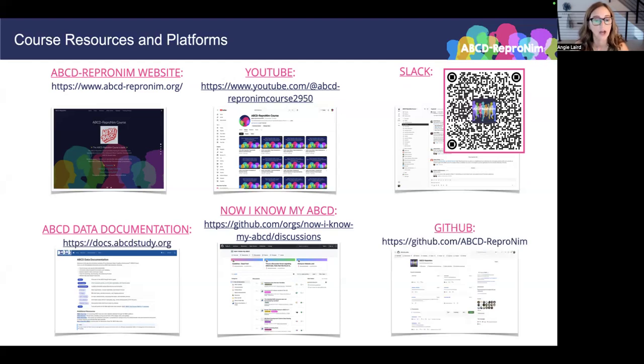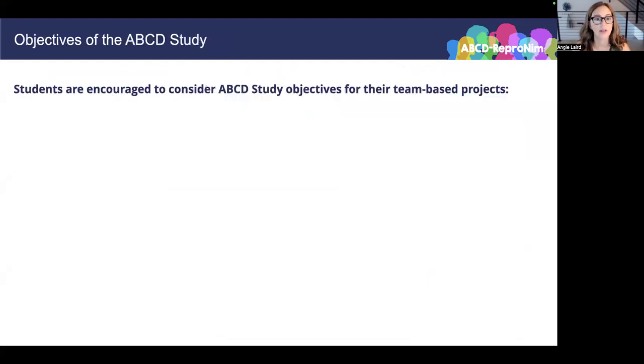And then finally, we will use GitHub for version controlled code. If you don't have a GitHub account, go ahead and sign up for one. I promise you, you will use one very soon in this course. Okay. So now that I've told you about the course, I want to shift gears a bit and talk to you more about the ABCD study itself.